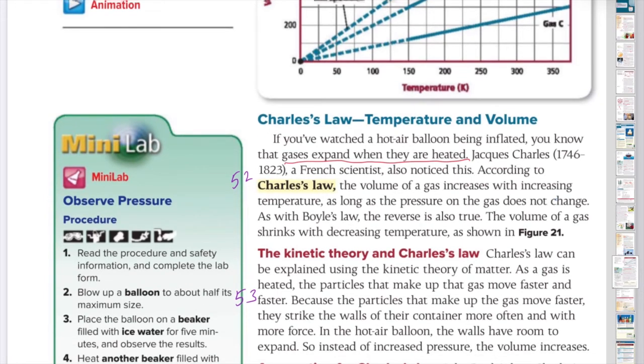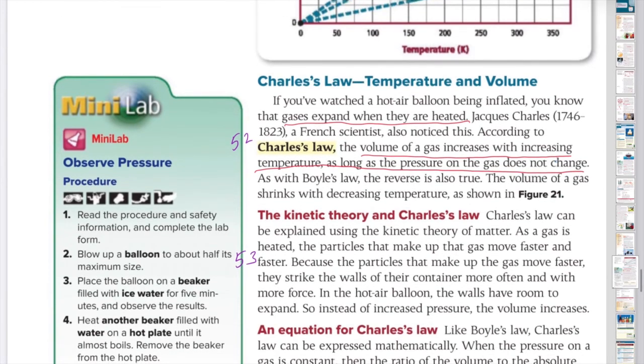According to Charles' law, the volume of a gas increases with increasing temperature as long as the pressure on the gas does not change. As with Boyle's law, the reverse is also true. The volume of a gas shrinks with decreasing temperature, as shown in Figure 21.